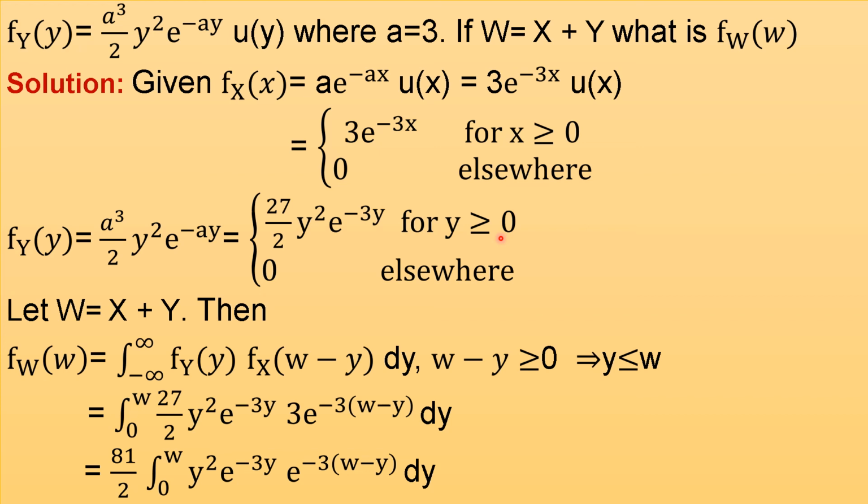Since w is the sum of two random variables, its value lies between 0 and infinity. We will not split the integral. The integral with respect to y will run from 0 to w itself, where w is from 0 to infinity. In place of fy of y and fx of w minus y, you can substitute.